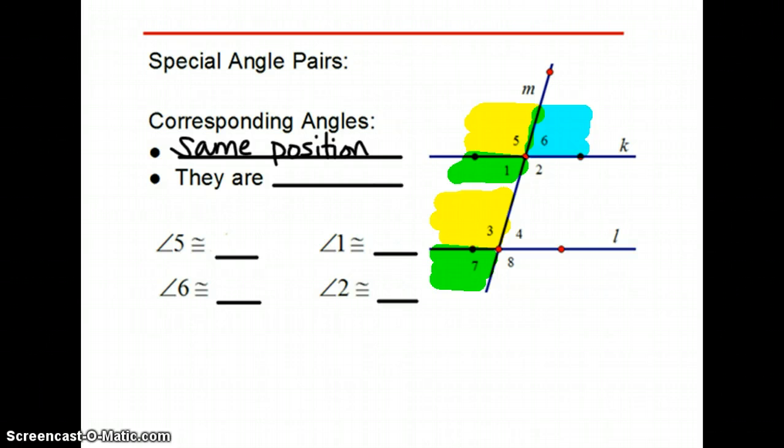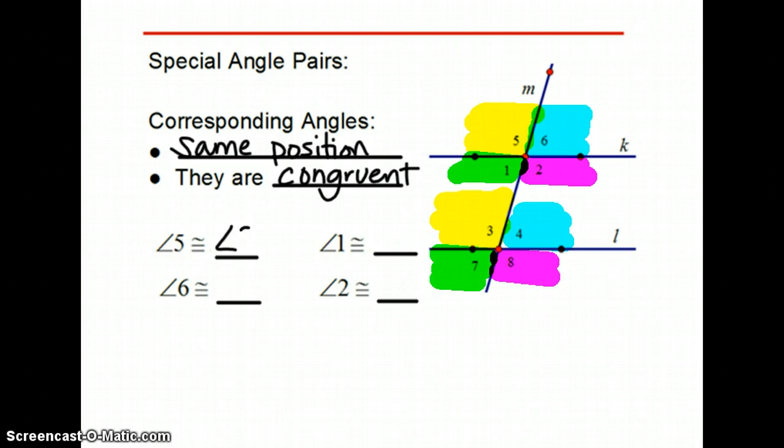6 is above K to the right. 4 is above L to the right. And then finally, 2 is below K to the right of the transversal, and 8 is below L to the right of the transversal. Now, all of these angle pair relationships are going to be congruent to each other.